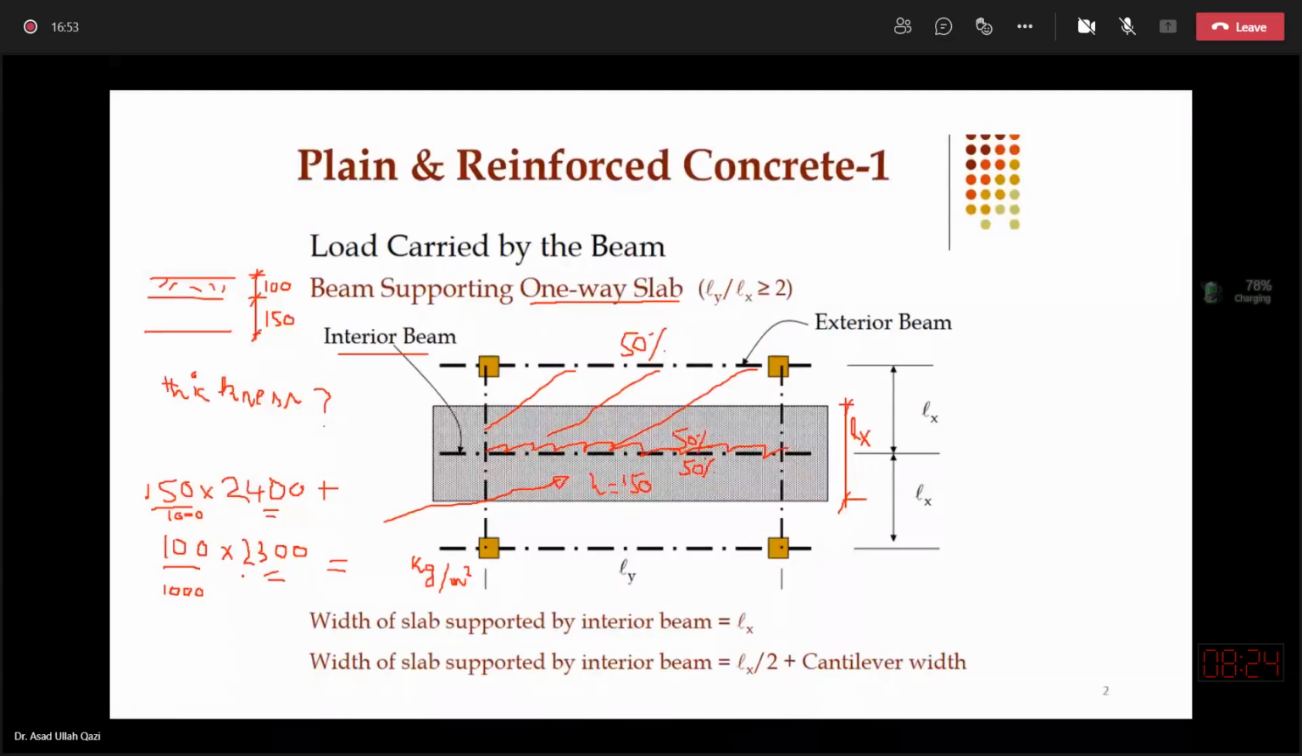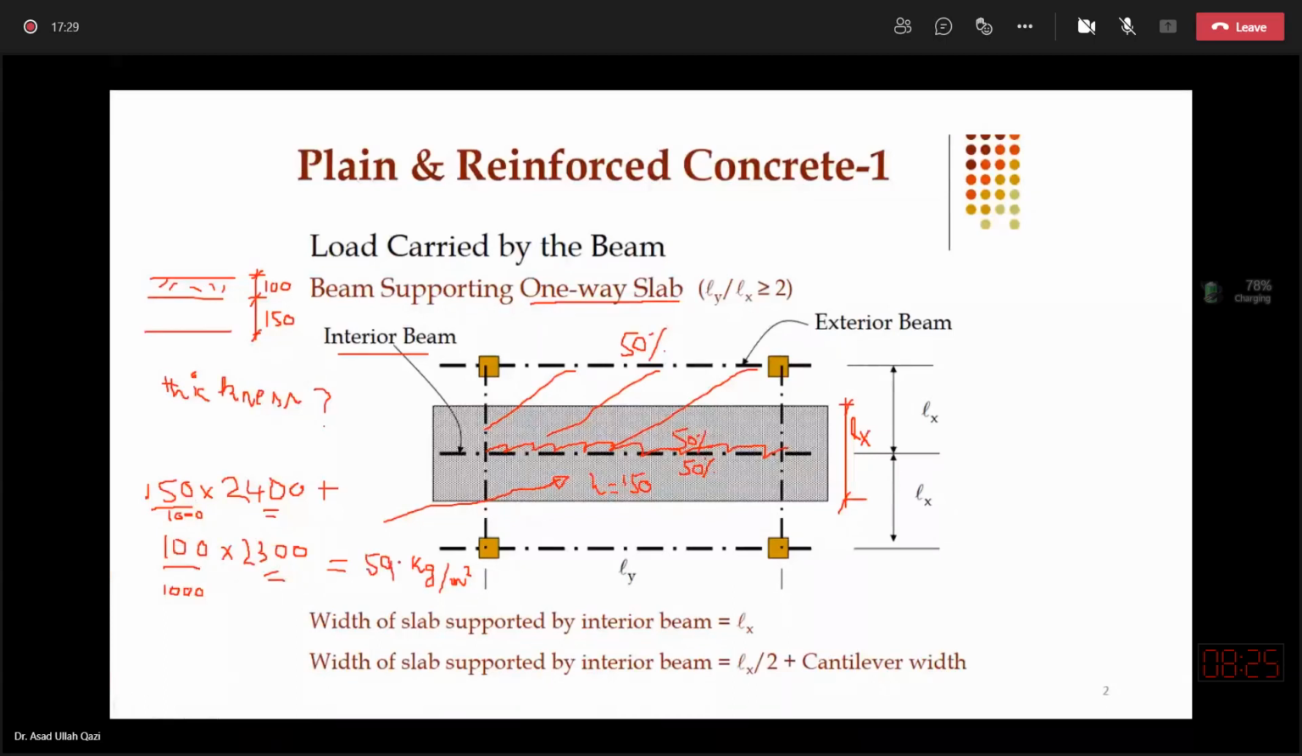Sir, 360. First one, 360. Okay, total 150 and plus 100, both for. No, sir, total. Let me check it. Okay, if you are breaking it into two, 150 divided by 1000 times 2400 gives 360, and then plus 230 gives total 590. Okay. Yes, so the total comes out to be 590 kg per meter square.